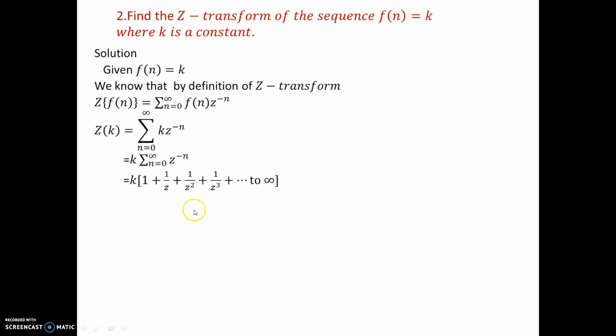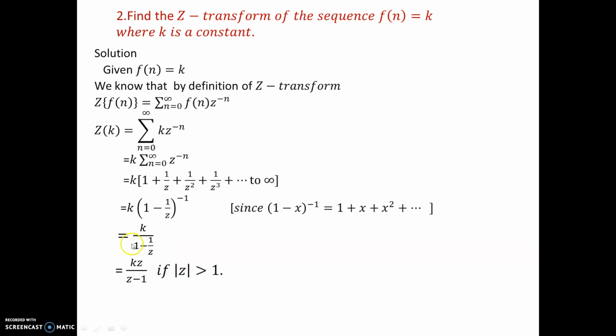So which is the expansion of 1 minus x the whole inverse term, which is the binomial expansion. 1 minus x the whole inverse is 1 plus x plus x squared plus etc. In place of x, 1 by z exists, therefore k into 1 minus 1 by z the whole inverse. Already we know that 1 minus 1 by z the whole inverse can be written as 1 divided by 1 minus 1 by z. In denominator, taking LCM z, we get z minus 1 divided by z. So you write kz divided by z minus 1 if modulus of z greater than 1.